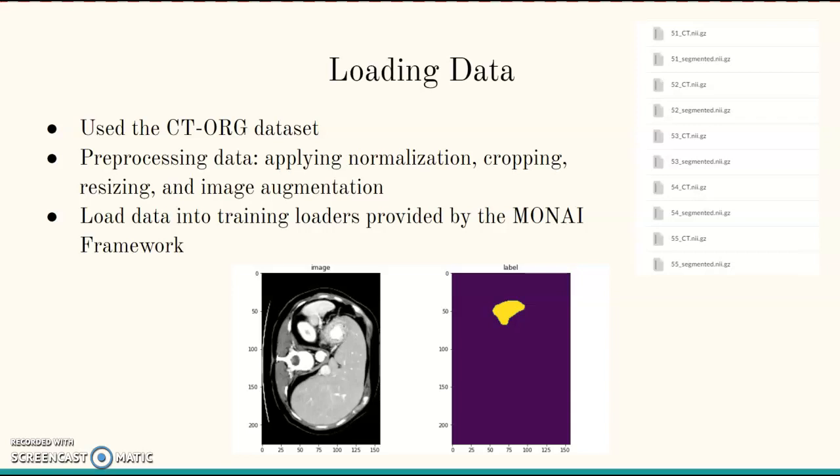random transformations to the data, such as random rotations, flipping, or random changes in the brightness of the image. And this data augmentation was performed in order to increase the diversity of the data sets and variation within the data set in order to improve the model's predictive capabilities. We then loaded the data into training loaders provided by the MONAI framework, and the training loaders would give out batches of data as shown below in the image, which shows a batch of data that indicates the original image and the label.